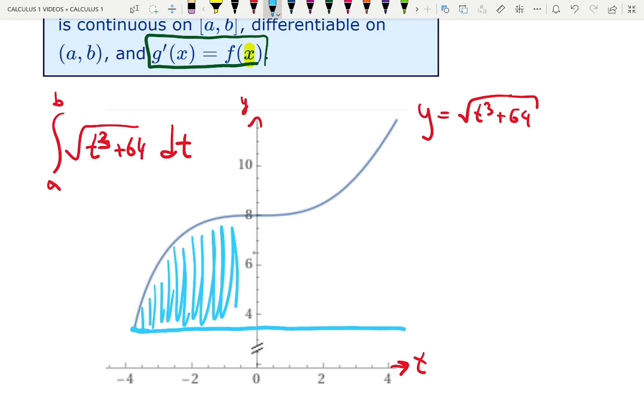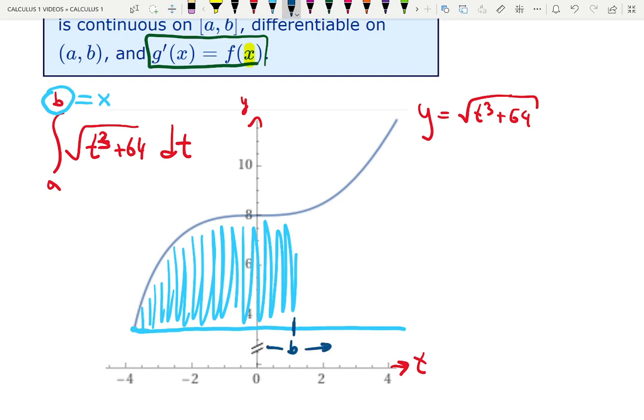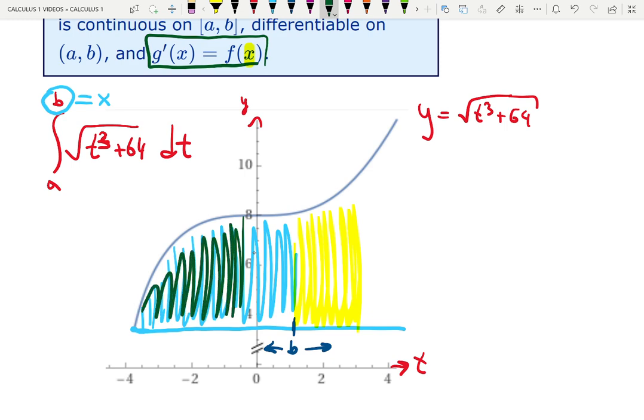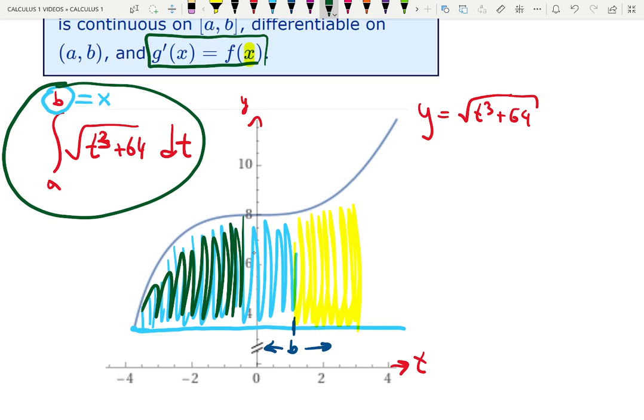The thing is, b was not fixed, right? They gave us x. That means the upper limit of integration is changing. That's why it's called x, right? So it goes to the left or to the right, can be bigger, can be smaller. If b becomes bigger, then there is more to accumulate. If b becomes smaller, then the area shrinks. And that's how I understand what a cumulative area is. That's what the integral gives me from minus 4 to x.